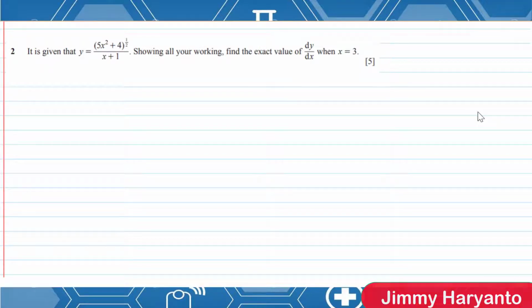Okay guys, we will discuss your homework. It is paper 2017 1-2. So we will start from number 2 because number 1 is not included in our syllabus.